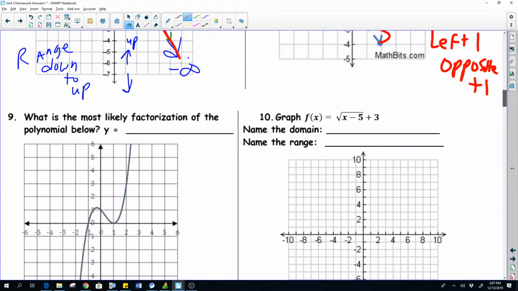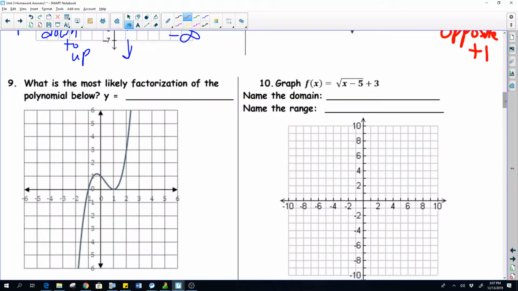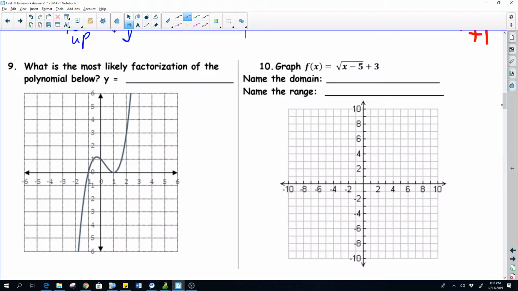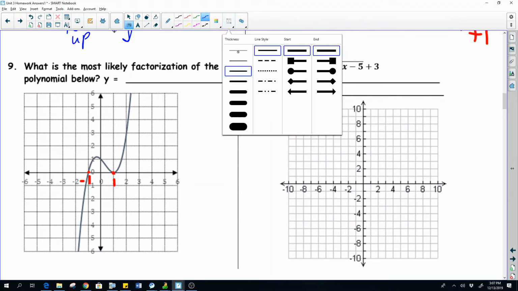There we go. So now we're looking at number 9 next. What is the most likely factorization of the polynomial below? Factorization. Awesome. So they're thinking about just the factors. So they're talking about like a +1 basically, and a -1 is where it crosses and bounces and does stuff like that. And so let's see here.